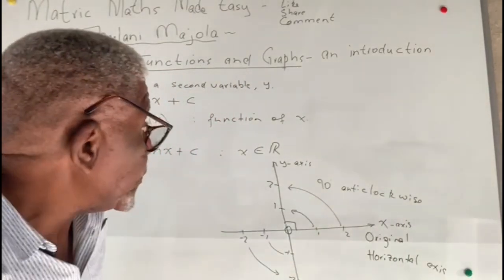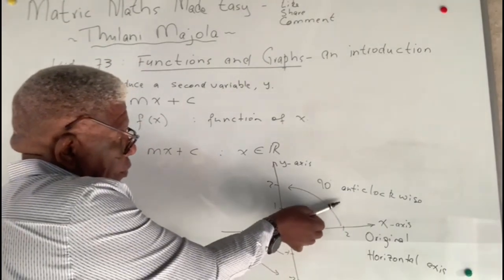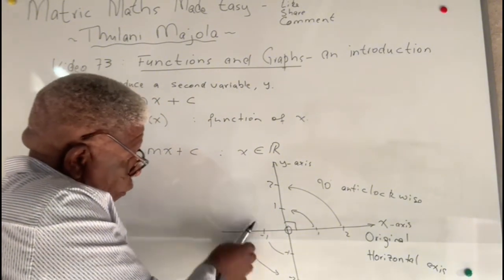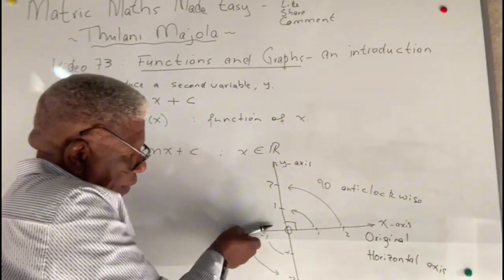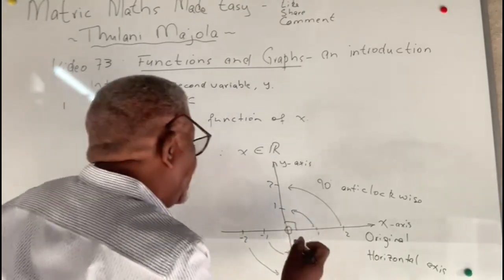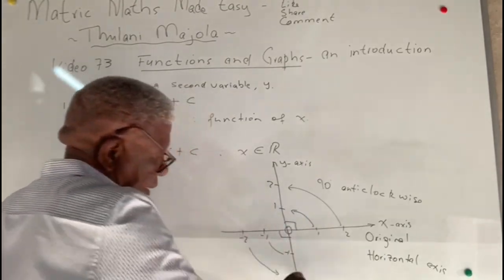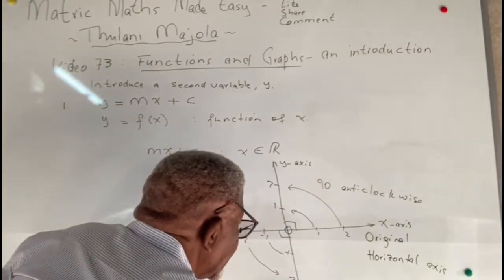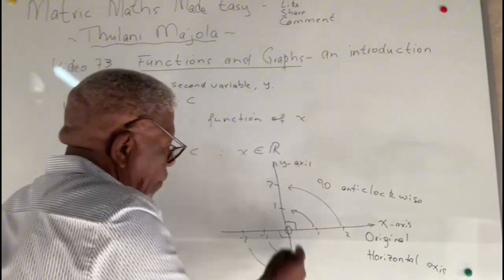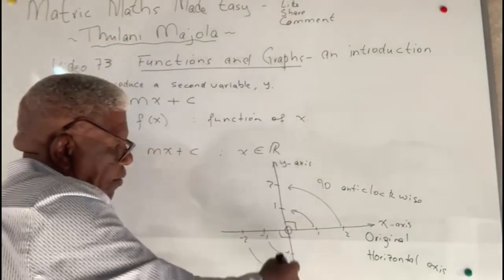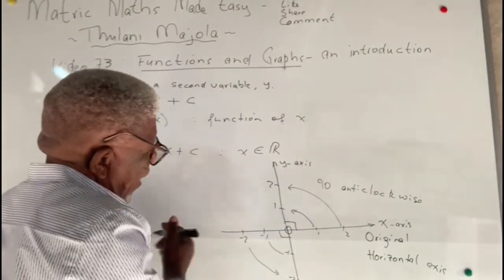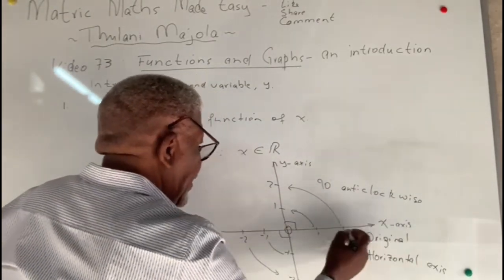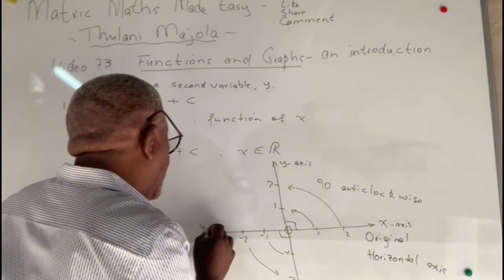And now you see all the positive values of y are here, and all the negative values of y are here. Because negative values of x were there, they are rotated anti-clockwise, 90 degrees anti-clockwise. And then here on the y-axis, you get your x equals 0. Anywhere on this line, the y-axis, x is equal to 0. Similarly, anywhere on this horizontal line, the x-axis, y is equal to 0.